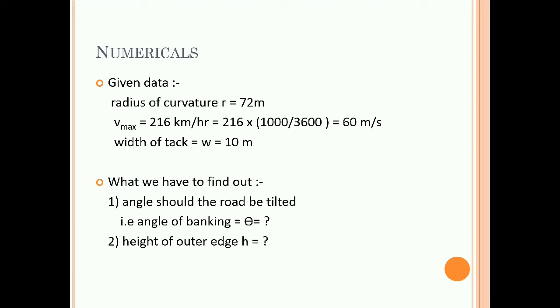Maximum velocity is 216 km per hour, so you will convert it into meter per second. 216 kilometer you will convert into meter, so you will multiply by 1000 or 10 raised to 3. Hour you will convert into seconds, so you will take 60 into 60, that is 3600 seconds. After multiplying you will be getting the value as 60 meter per second. Maximum velocity you will put as 60 meter per second. Width of the track W is 10 meter here. What is asked to determine here? Angle of banking theta and height of outer edge h.